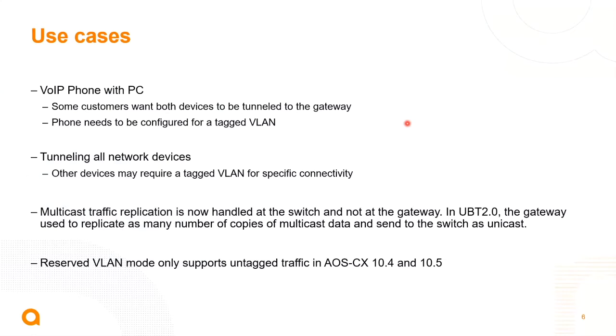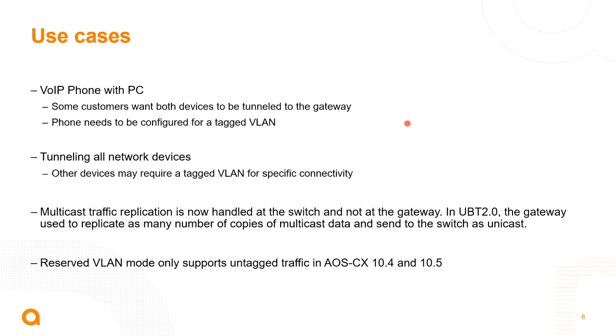I'm going to go over the differences and show you how to configure that over the next few minutes. So the big use case for this is a VoIP phone. When we have a PC plugged into a VoIP phone that's being tunneled, the PC will usually go untagged over the data VLAN, and the VoIP phone will be tagged on the voice VLAN. Some customers want both these devices to be tunneled to the gateways.